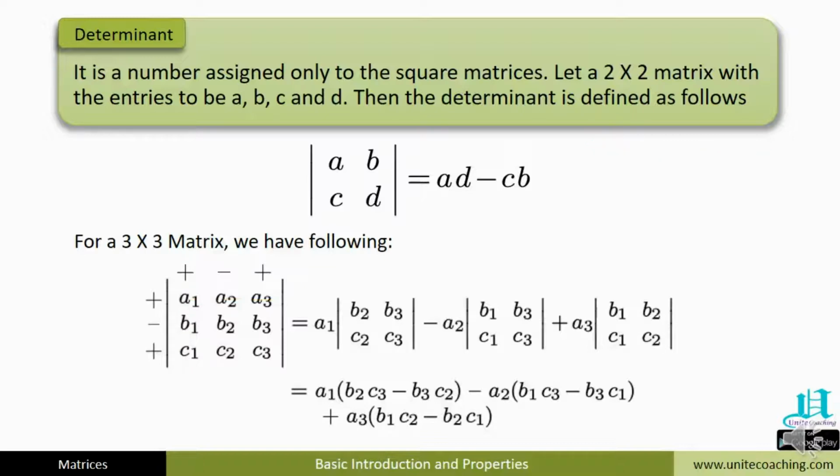Okay, now for the second element a2, we have written it here, and it comes with a negative sign, so we have put a negative sign here, right? So minus a2. Now whatever is remaining, b1, b3, c1, c3, we take the determinant of that, right? Now coming to the third element, a3, it comes with a positive sign, so plus a3. And we remove the row and column in which it is present, and whatever is remaining, b1, b2, c1, c2, we write them as b1, b2, c1, c2 and take the determinant of that.